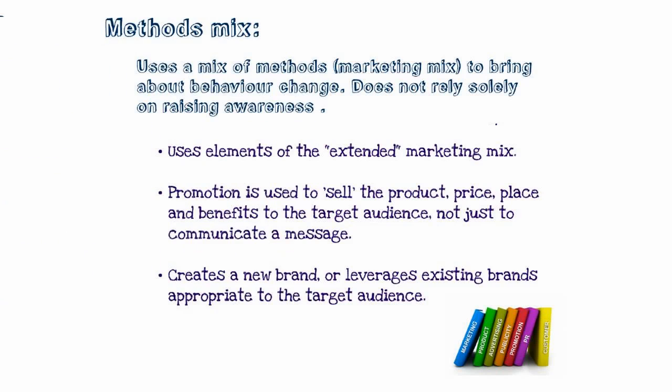The final element of the benchmark criteria is the marketing mix, or as the NSMC call it, the methods mix. This is a very important element of the benchmark criteria because within social marketing you should not limit yourself to just promotional activities. It must include a number of elements of the marketing mix. Also, don't just stick to the 4 Ps. Use the extended elements of the marketing mix. I'll come on to that a bit later.